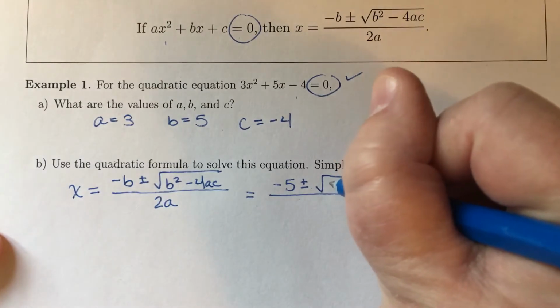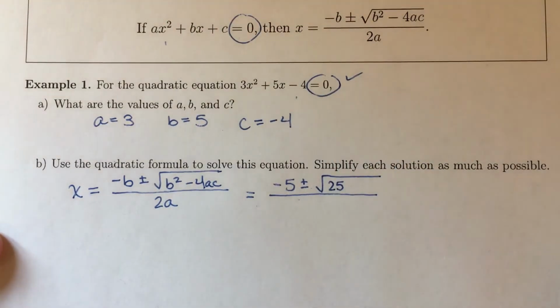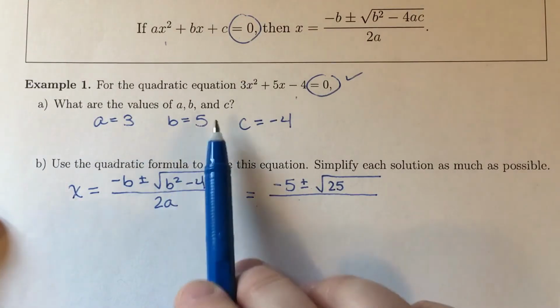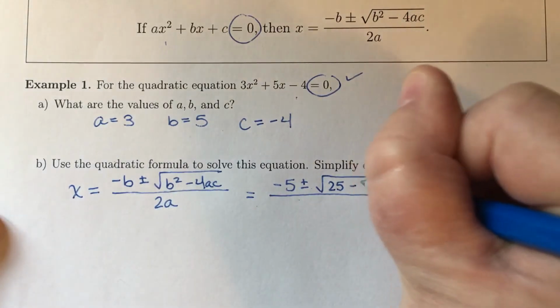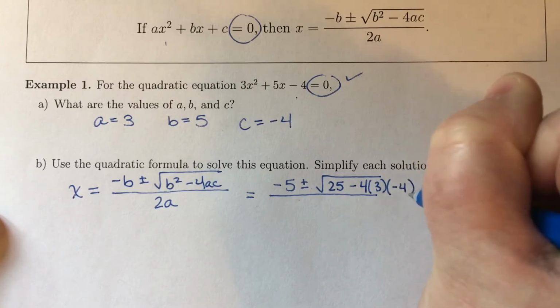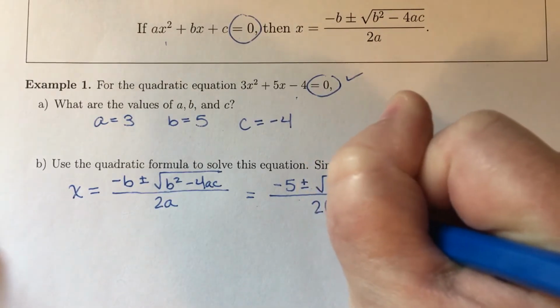B squared. I would suggest squaring the number in your head, if possible. It just makes it a lot easier to type on the calculator. So 5 squared is 25. I know that. Minus 4 times 3 times negative 4, 4ac, all over 2 times 3.